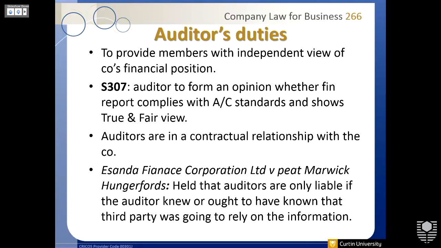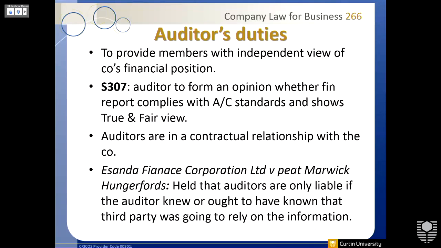In the case of Ascenda Finance Corporation Limited and Peat Marwick Hungerfords, what happened was that an audited report was made up for the company. However, a third party looked at the audited reports and decided to provide finances based on them. Later on, they discovered that the audited reports were not accurate, and they decided to sue the auditors for preparing flawed audited reports.